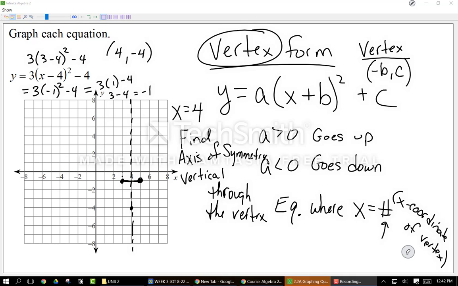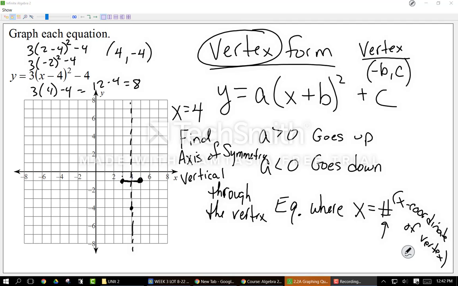When you graph a quadratic, you need 5 points. So that's only 3. I got the vertex and 2 more. Well, another point I'm going to choose is 2. So I'm going to plug in 2 and solve. 3 times (negative 2) squared minus 4. 3 times 4 minus 4, which is 12 minus 4, which is 8. So if I plug in 2, I get 8 way up here. Now if I look at it, that's 2 units away from my line. So 2 units in the other direction are my reflected point.